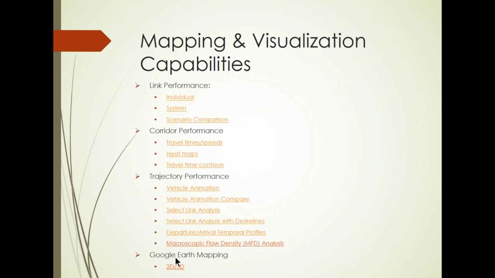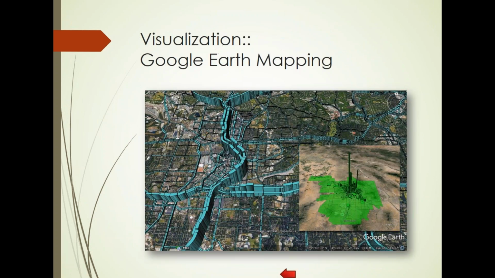All right, finally, we can also export the information to Google Earth mapping, and this is a very powerful and interesting way of showing the results. All the results can be exported to Google Earth, and we can render and generate the 3D to show the result very quickly. Here is the 3D view of the volume on the major arterials or freeways. It's very easy to see the volume by the height of these bars.